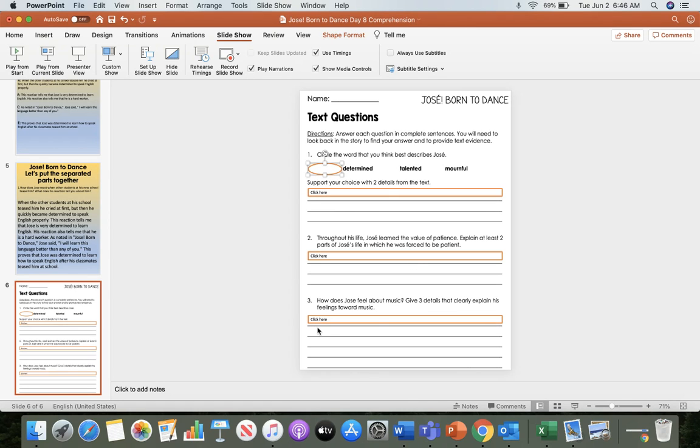All right, and that's your reading lesson for today. It's quick and simple. All right, so go back to the story. Make sure you're pulling out text evidence, direct information from the story.